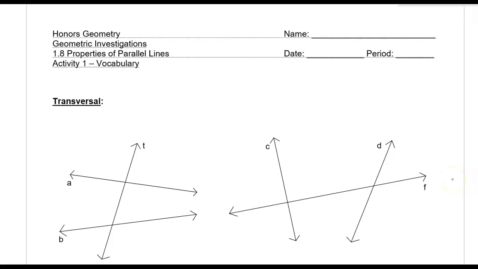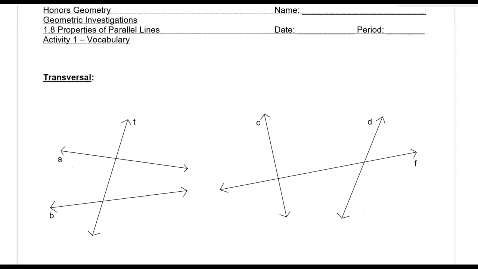Notes 1.8 are on the properties of parallel lines. We're going to begin by drawing two lines. I have two lines on the left, A and B, that are being intersected by line T. Line T is called a transversal because it's intersecting two or more lines.